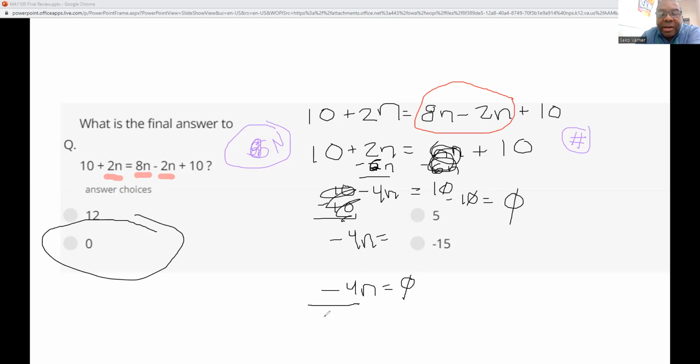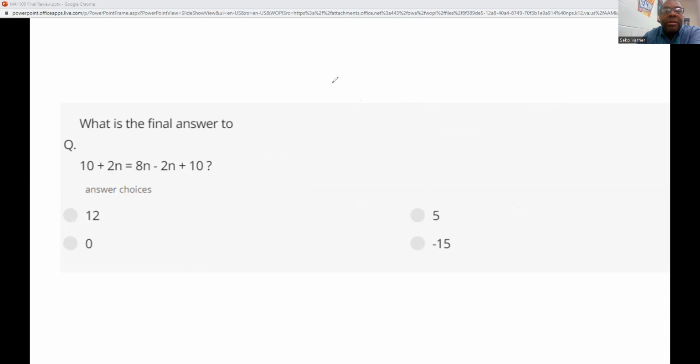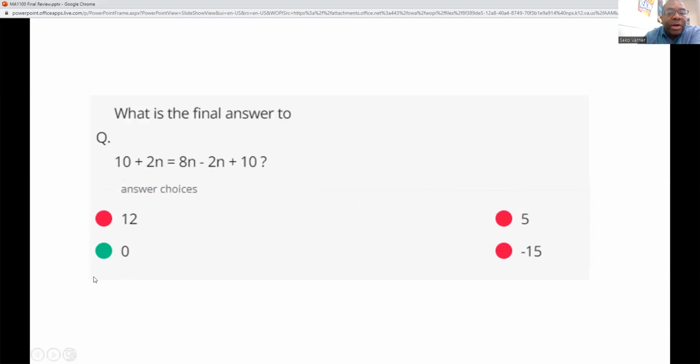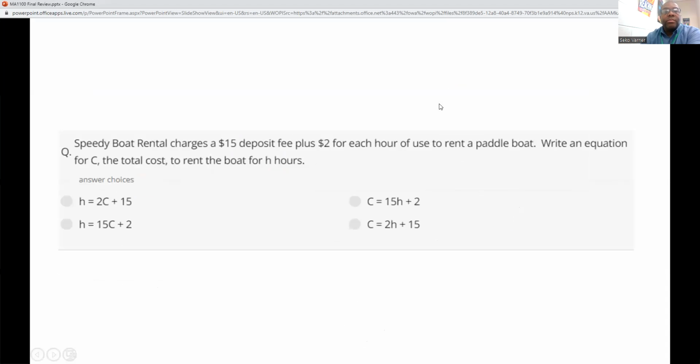I'm going to divide by negative 4 on both sides, right? And that cancels out. Negative 4 divided by negative 4 becomes a 1, really. So I don't have to write a 1 in algebra if it's in front of the variable. N equals 0 divided by negative 4 is going to give me 0. So my answer should be 0. Let's see. All right. I might be wrong. Yep, I'm right. There we go. Let's go to the next one.